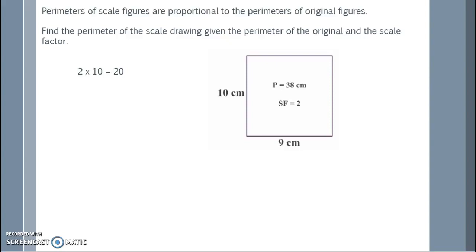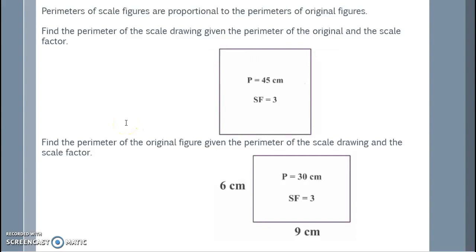So 2 times the side length of 10 would be 20, and 2 times the side length of 9 would be 18. So 2 times the perimeter of 38 would have to be 76. And if I were to add 20 plus 20 plus 18 plus 18, we would get 76.